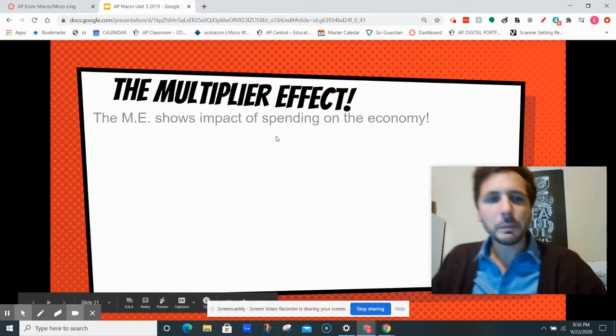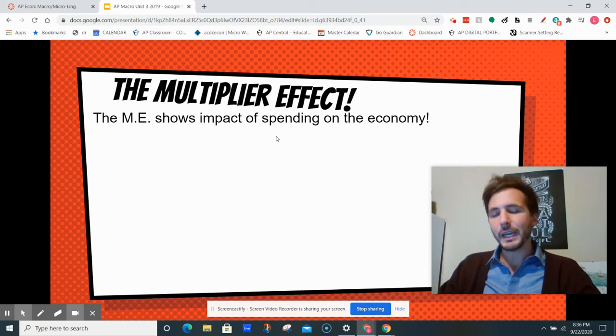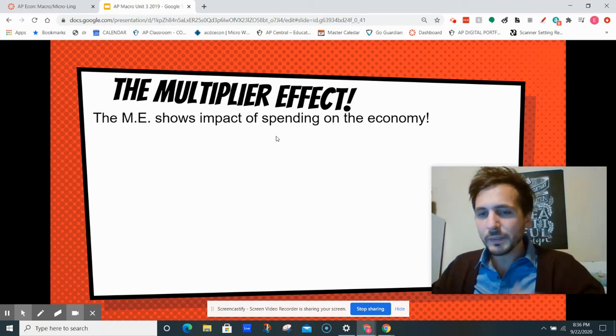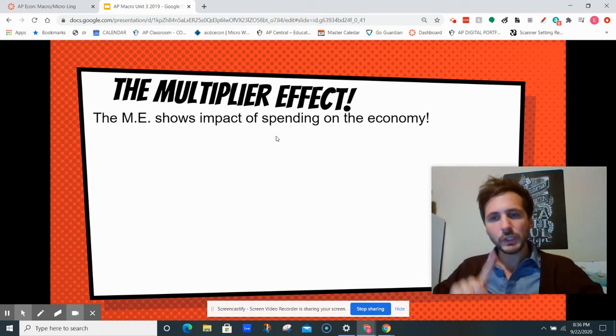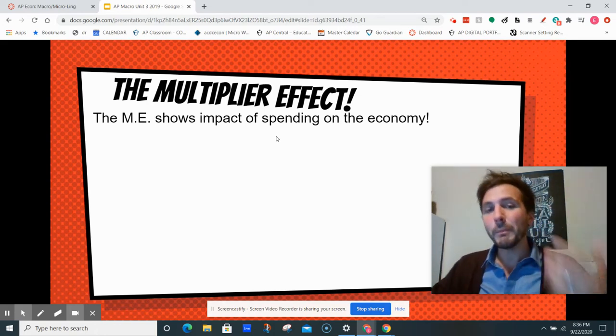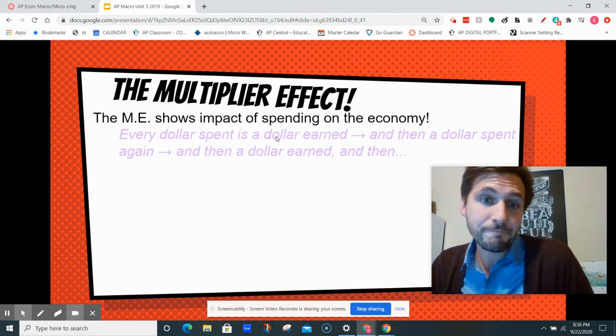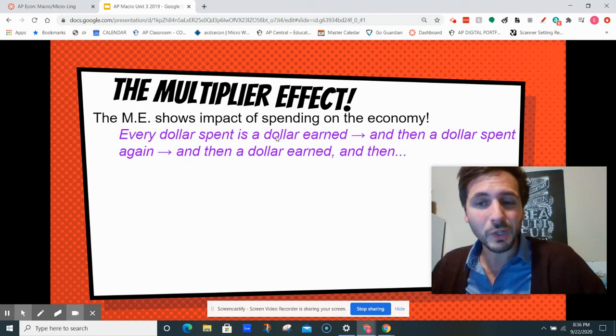Okay, so let's talk about the multiplier effect. Multiplier effect shows the impact of spending in the economy. Because it's any one of those changes, a change in consumption, investment, government spending, net exports, those four will have a multiplied impact on our economy as a whole over the long run. It doesn't happen all at once, it happens over a long time.